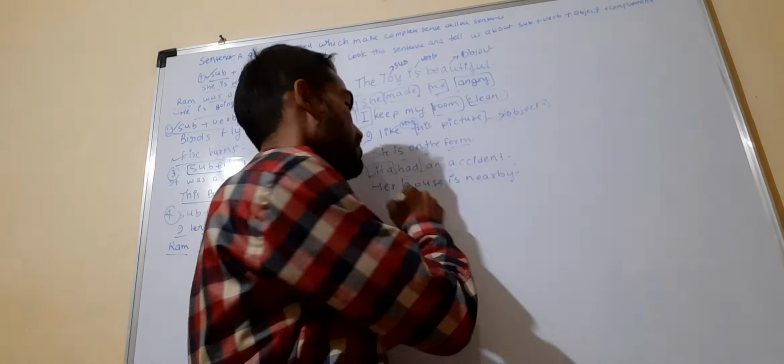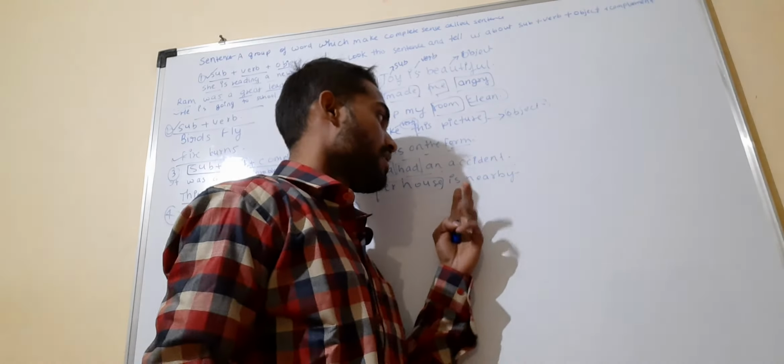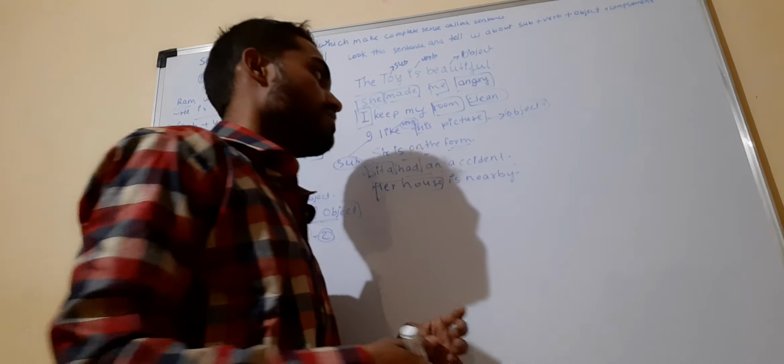Her house is nearby. So what is this one? Her house is a subject here, and is is a helping verb, and nearby means near something, so this one is an object here.